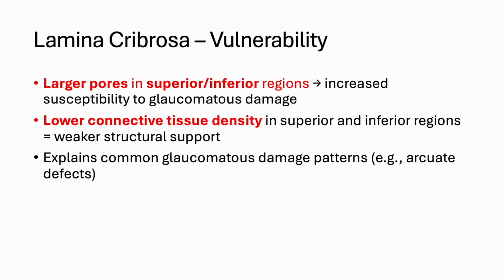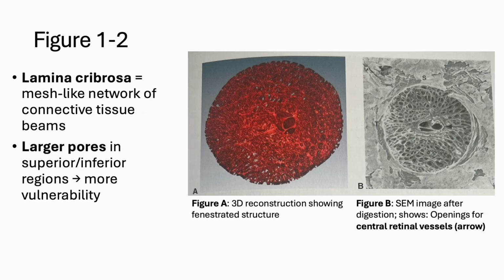Lamina cribrosa, vulnerability. The lamina cribrosa is not uniformly strong. Its larger pores in the superior and inferior regions make these zones more susceptible to glaucomatous damage. Furthermore, these regions have lower connective tissue density, which translates to weaker structural support. These anatomical vulnerabilities explain why glaucomatous optic nerve damage often follows a predictable pattern, particularly arcuate defects seen in visual field testing.